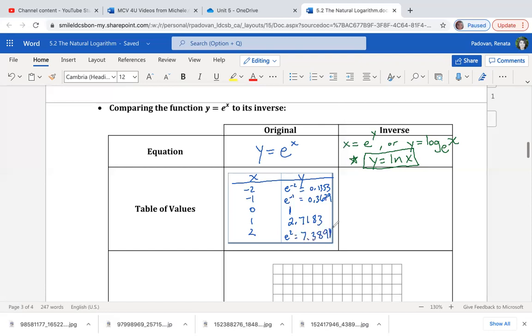And then e squared, e to the exponent of 2, is 7.3891. Okay, so if I was doing the inverse of that, let's change to green.